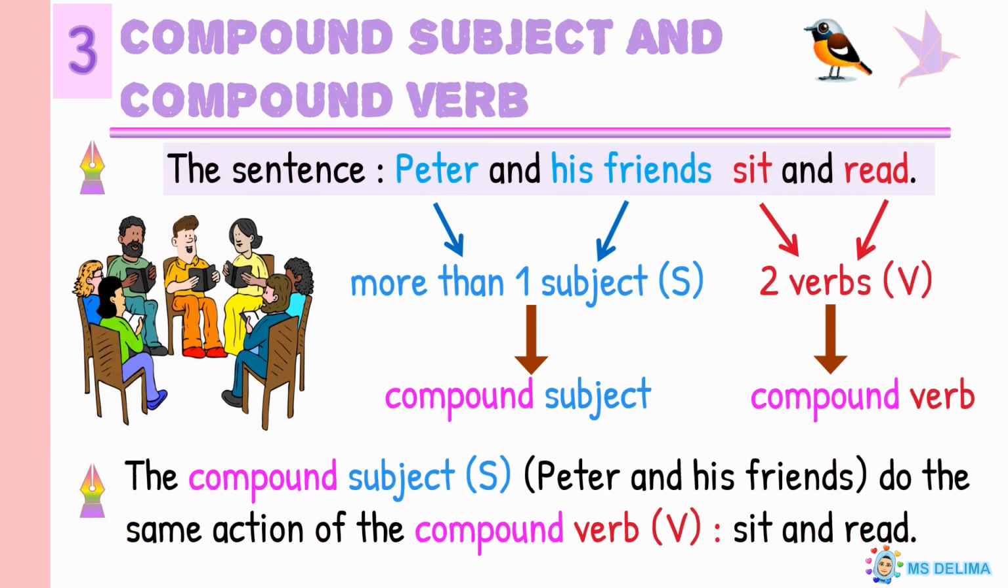Let us look at the sentence. Peter and his friends sit and read. So Peter and his friends are more than one subject, so it is regarded as compound subject. Sit and read are two verbs, so these two verbs are regarded as compound verb. So we can see that the compound subjects, who are Peter and his friends, do the same action of the compound verb, which are sit and read.